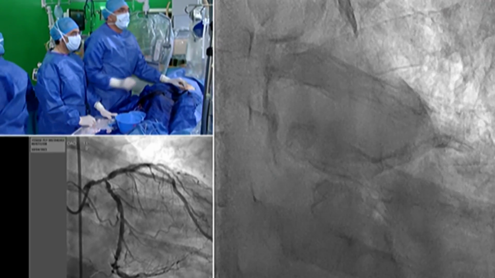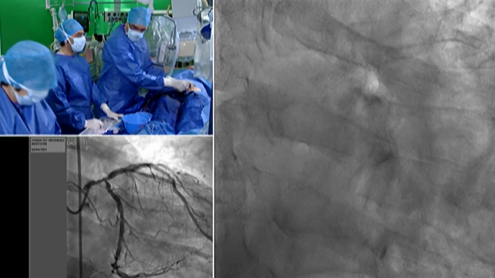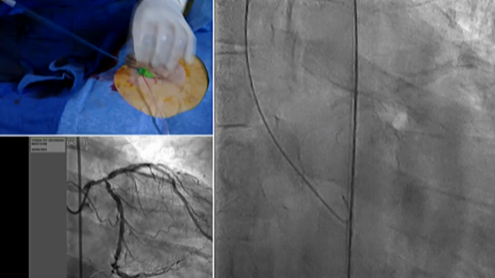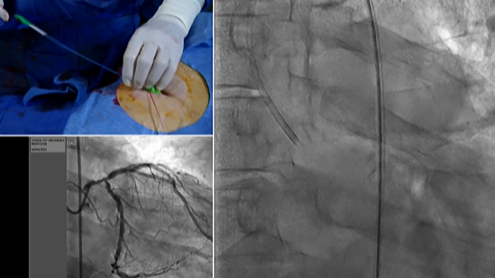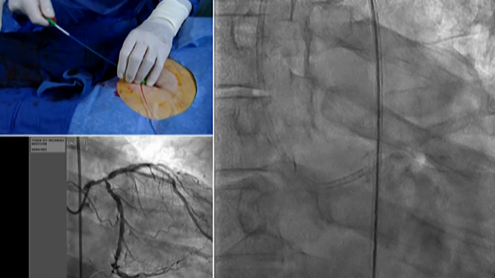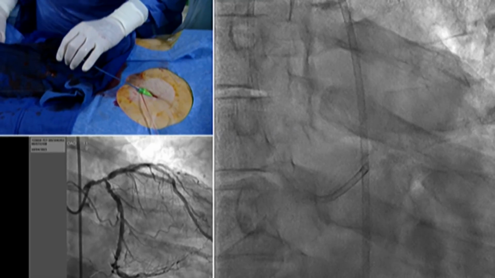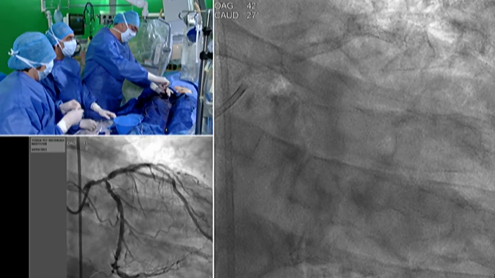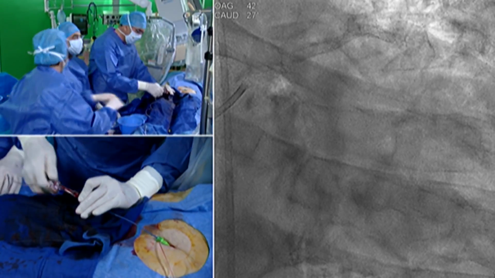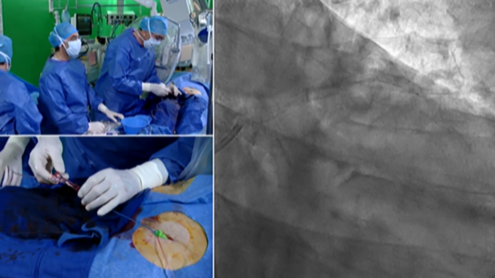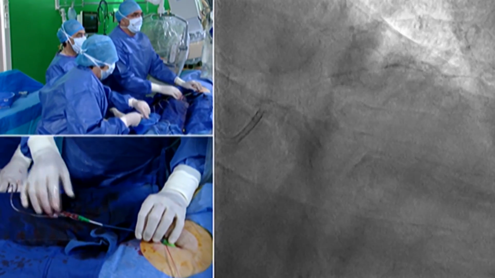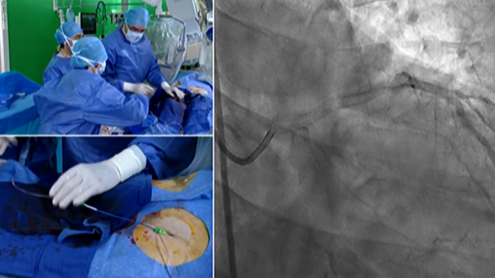Okay, so we will change the guiding catheter. You see the aorta also is really calcified. Okay, here we are in the left main. Very good. We have a good flush test. I prefer to change everything, okay, perfect.